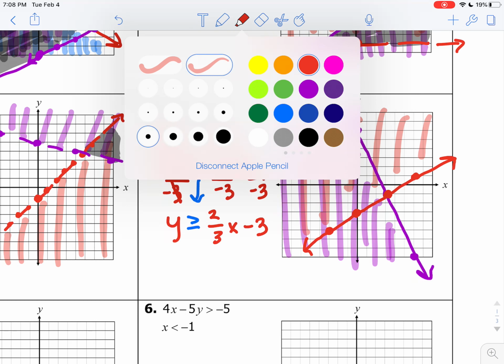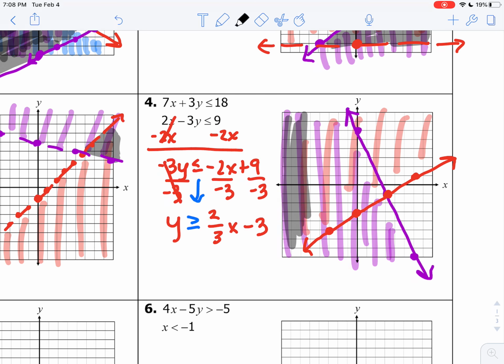And where do they meet? They meet here, so that's your answer. So always make sure to shade this in a lot darker.